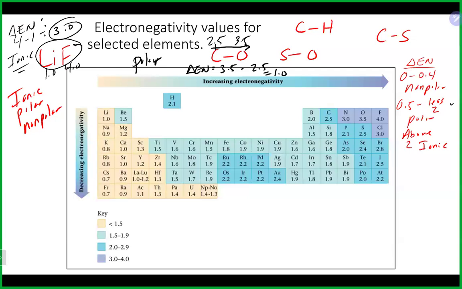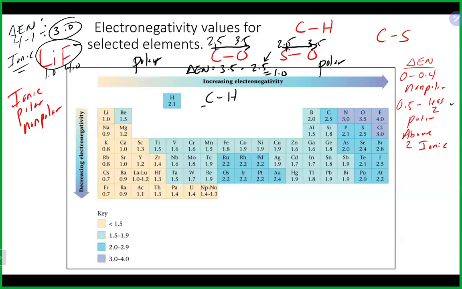If we go to sulfur there, which is 2.5 still, and our oxygen, which is also 3.5, we are going to get the same calculation right there, and we will get a difference of 1 in this case as well. And that will tell us that this guy will also be polar. And once again, here our arrow should point towards the oxygen in this case, as it's being more electronegative. We come down to carbon and hydrogen.